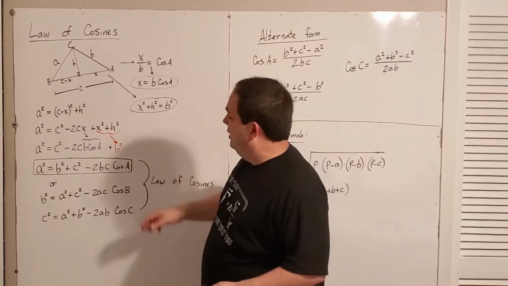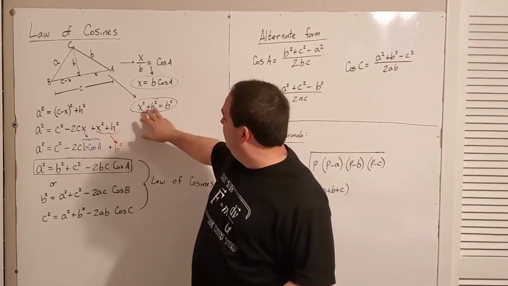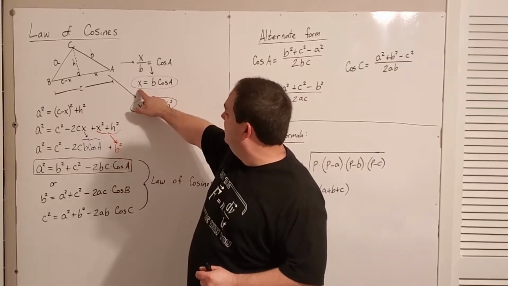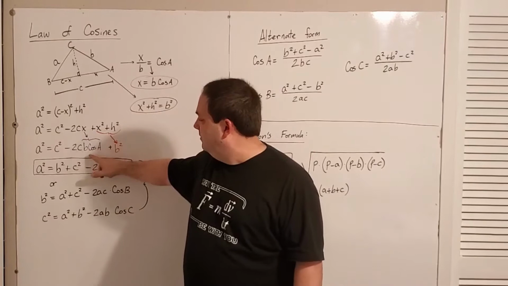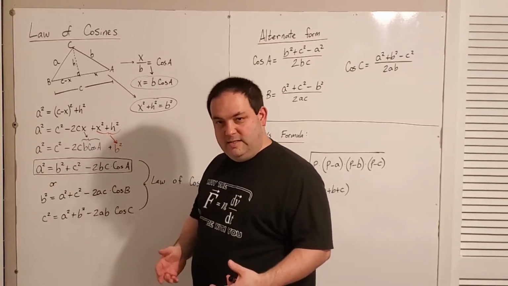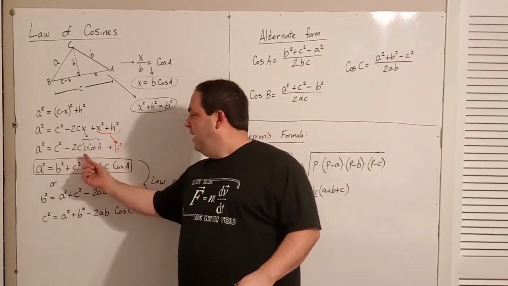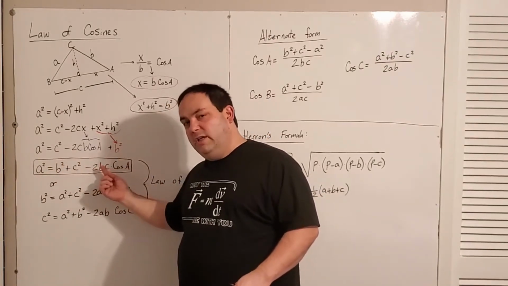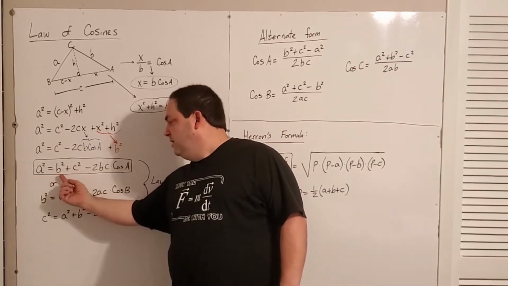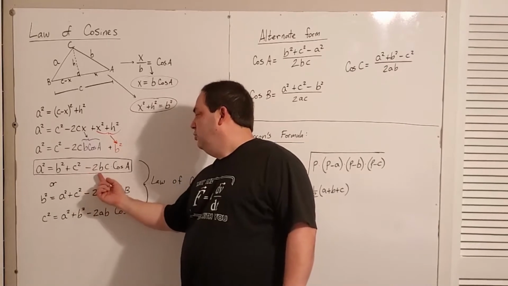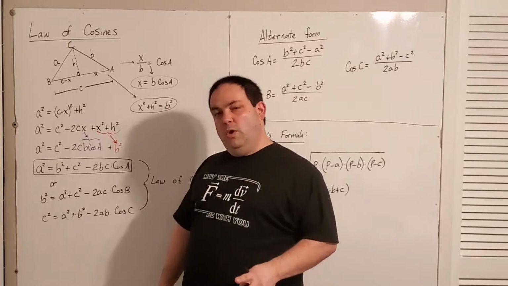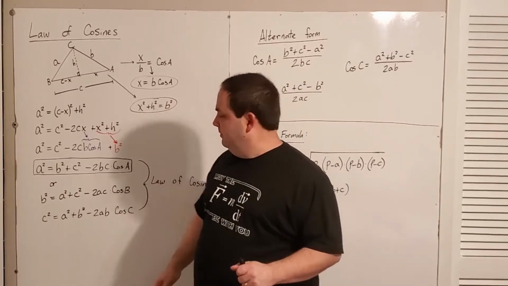Okay? But, as we already saw, x squared plus h squared is equal to b squared. And x is equal to b cosine A. Now what that does is it just basically gets rid of all of the x pieces in there. And so now I have nothing but original triangle information there. And so I rearrange it. A squared is equal to b squared plus c squared minus 2 times b times c times cosine A. And that's actually one form of the law of cosines.